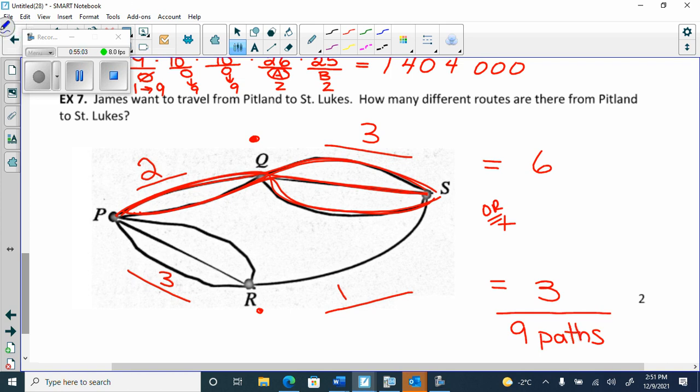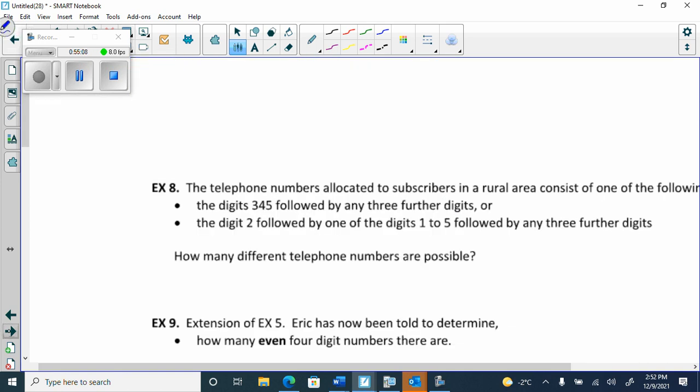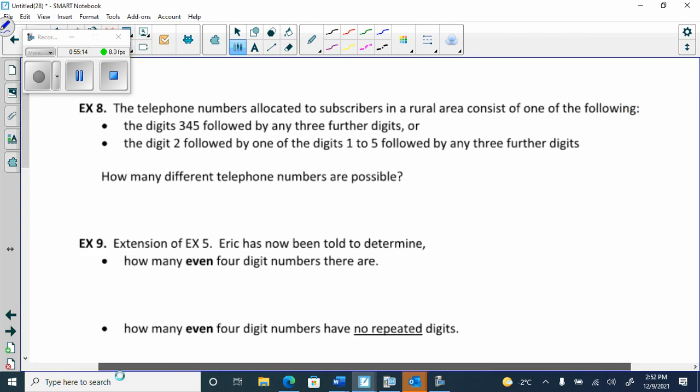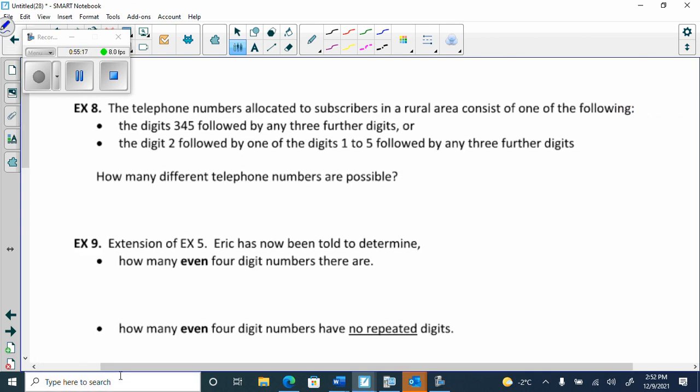Then we are going to flip over. Okay. We're actually going to go to example 8 here, and then example 9 we're going to use our big brains. Okay? So example 8, the telephone numbers allocated to subscribers in a rural area consist of one of the following. The digits 3, 4, 5, followed by any 3 further digits. It doesn't say you can't repeat, so we assume you can. Then the word or, so plus. The digit 2, followed by one of the digits 1 to 5, followed by any 3 further digits.